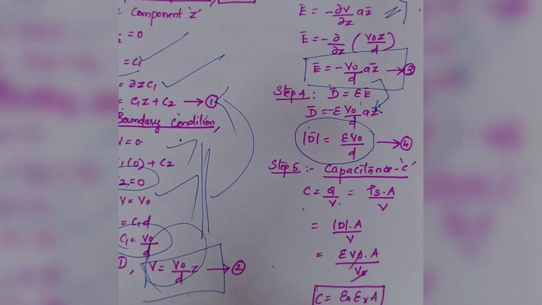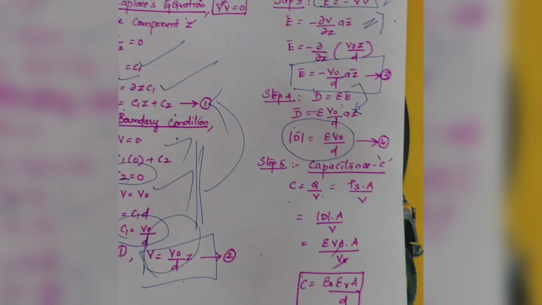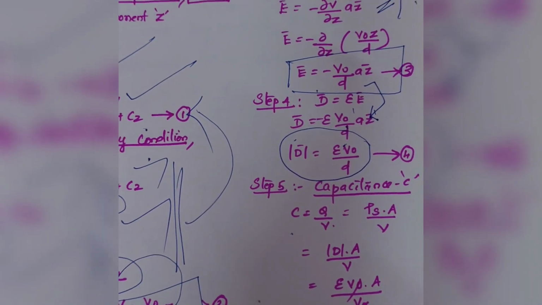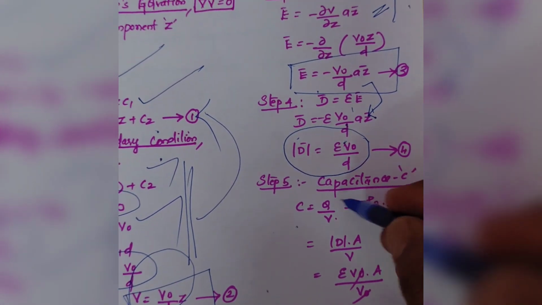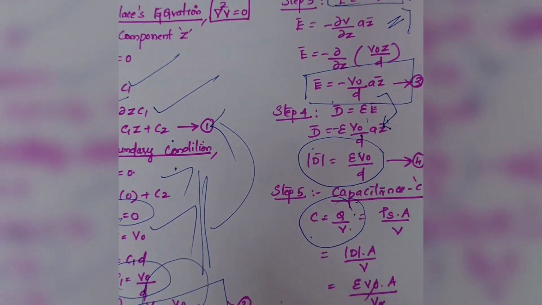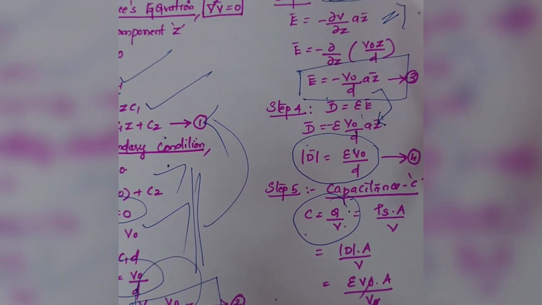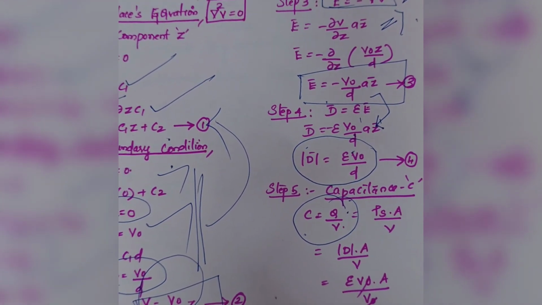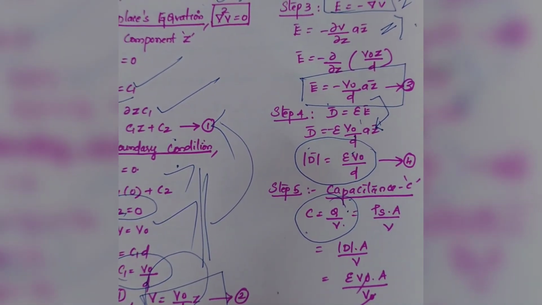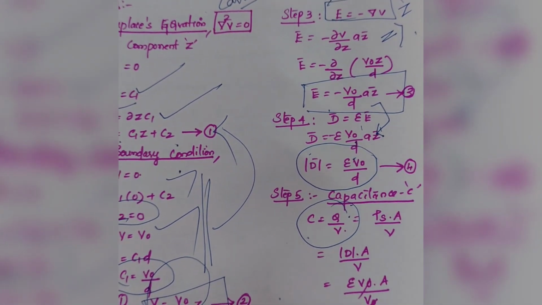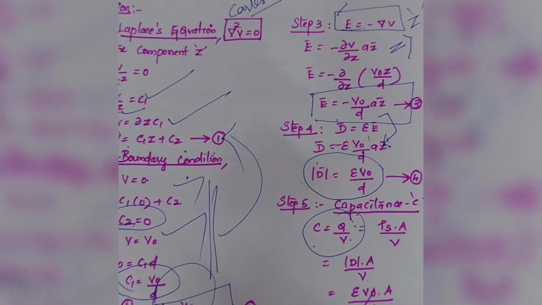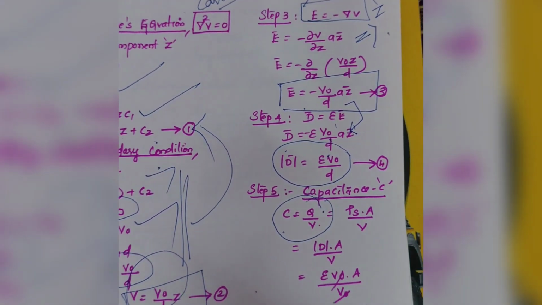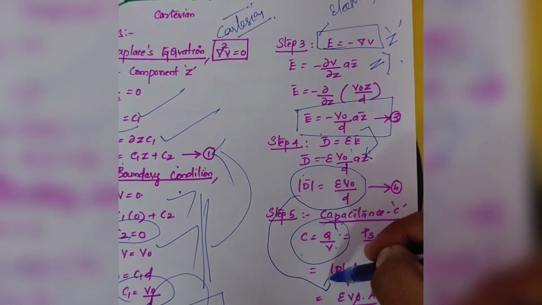Next, last step, capacitance. Once I calculated E vector and D vector, find the capacitance C. What is the capacitance formula? C is equal to Q by V, where Q is nothing but, I am taking surface charge density rho s dot A. So rho s dot A divided by V. Rho s is equal to modulus D. We studied in the boundary condition topic, modulus D is nothing but rho s. Replace that, rho s equal to modulus D into A divided by V, where modulus D is equation number 4. Take this and substitute here.